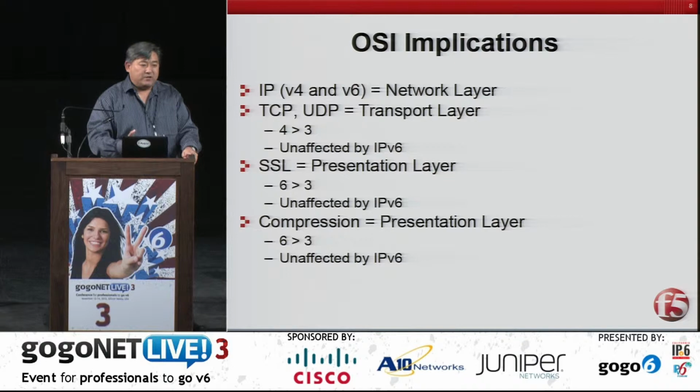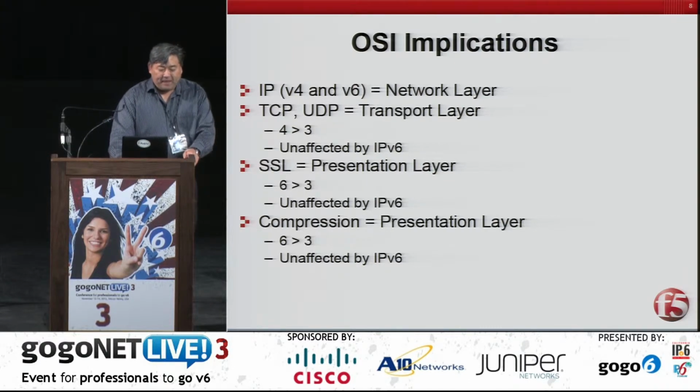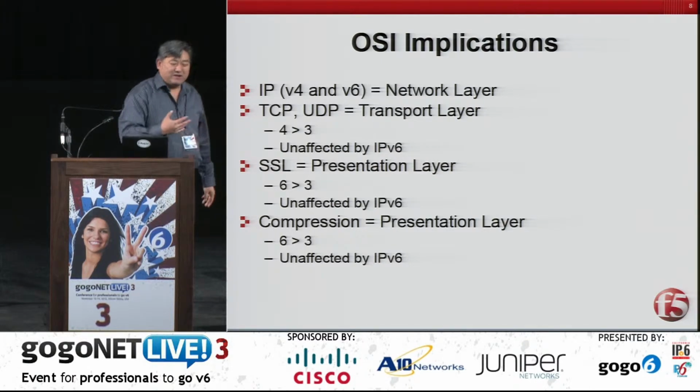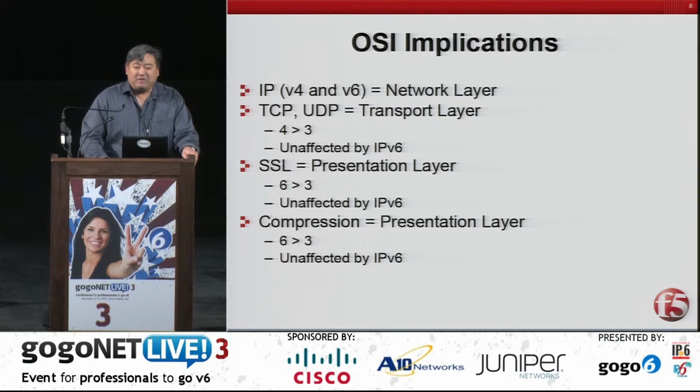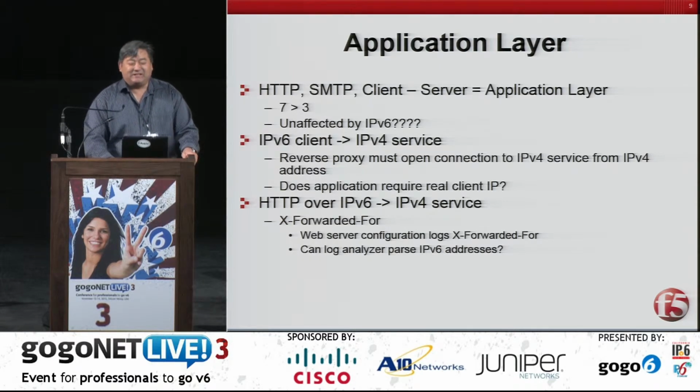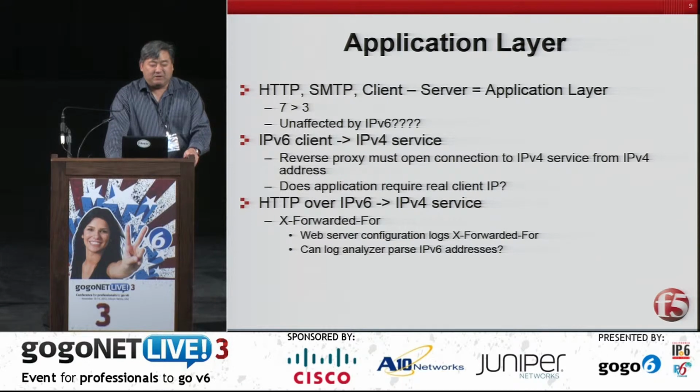And then what about compression? Well, compression is also layer 6, and again, being able to handle that protocol is also unaffected by IP version 6. So at this point, you're probably saying to yourself, hey, this is pretty easy. Once I set up that reverse proxy IPv6 gateway, I'm pretty much done and ready to go. Unfortunately, that doesn't quite apply at the application layer.